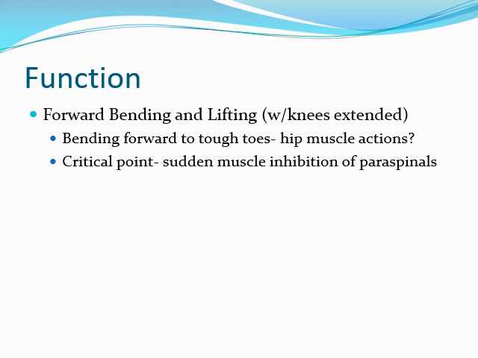There is a critical point with this where you're forward bending with your knees extended when there's what's called a sudden inhibition of the paraspinal muscles. What happens is the posterior spinal ligaments will get stretched and cause reflex inhibition of the muscles. Essentially, that's a fancy way of saying the muscles kind of just shut down.